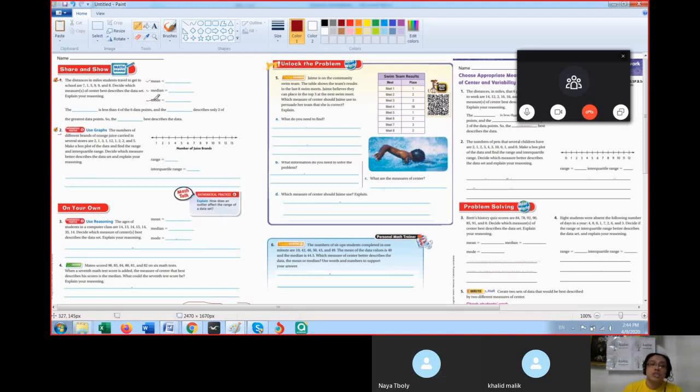Okay? In question number 2, we have the range and the interquartile range. When we are getting the range, all you have to do is subtract the minimum from the maximum number, or the least number from the greatest number in the data set. While the interquartile range is the difference of quartile 3 and quartile 1, or the median number in the upper half and the median number in the lower half. Okay? Any more questions?